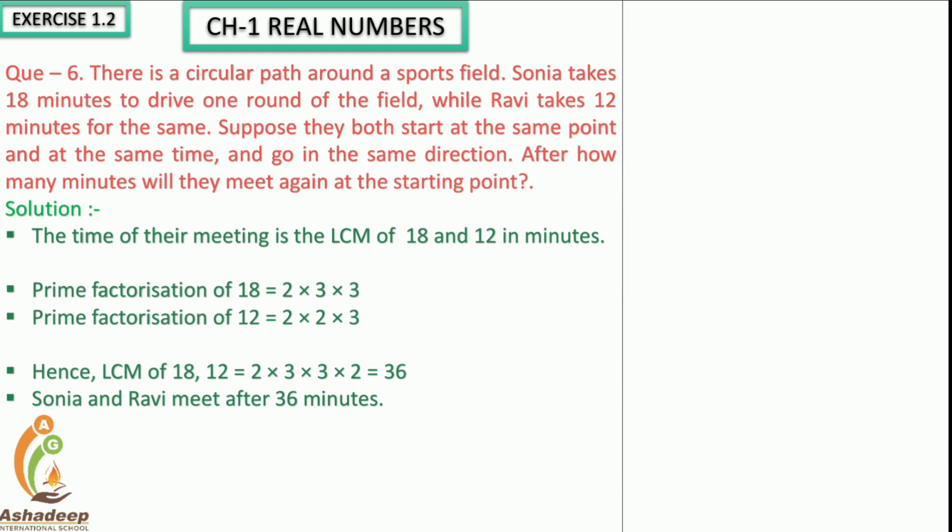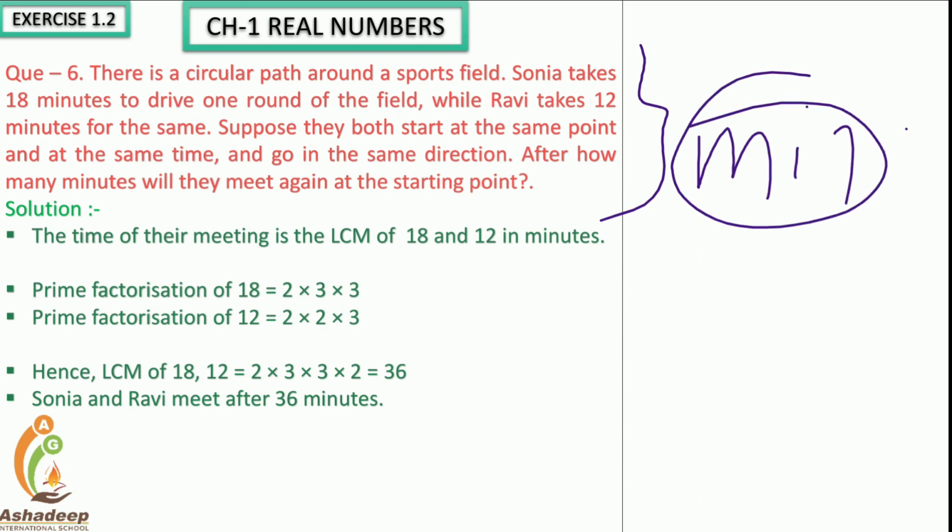Now, question number 6. There is a circular path around a sports field. Sonika takes 18 minutes to drive one round of the field, while Ravi takes 12 minutes for the same. Suppose both start at the same point and at the same time, going in the same direction. After how many minutes will they meet again at the starting point? See here, minimum time is required. You need to understand from the given sum that the minimum time is required for them to meet each other at some spot.